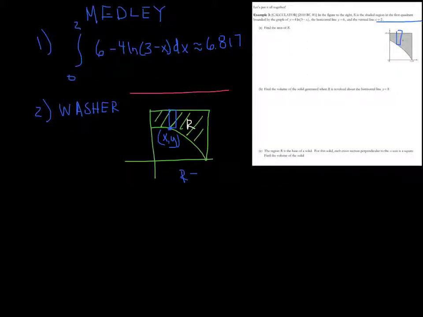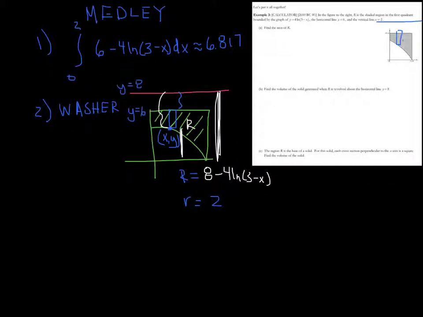So capital R, once again, let's review. It is the distance from the axis that you're rotating to the furthest part of the rectangle. So that is simply going to be 8 minus y, that distance, which will give us capital R. But y is defined as 4 natural log of 3 minus x. And then little r is the distance from the axis that you're rotating to the closest part of the rectangle. That is simply going to be 2, because this is the line y equals 6, and this is the line y equals 8, so there's only a space of 2 there.